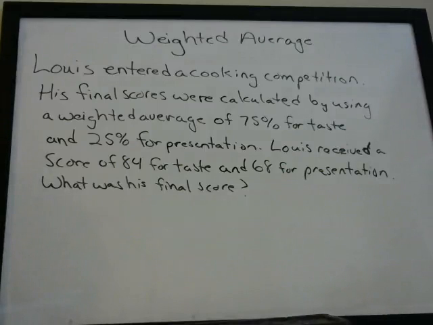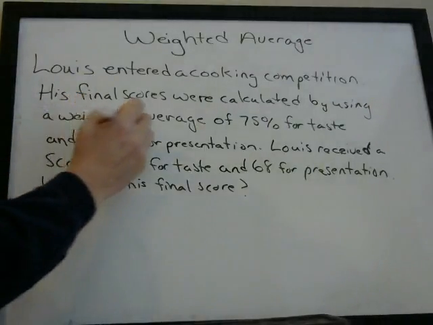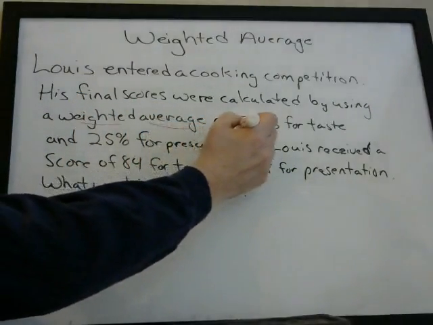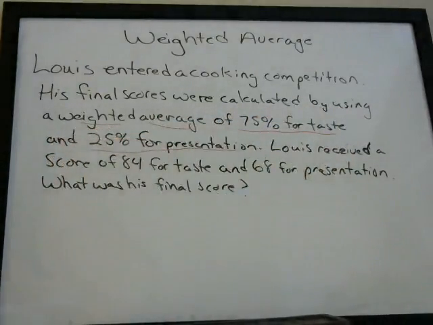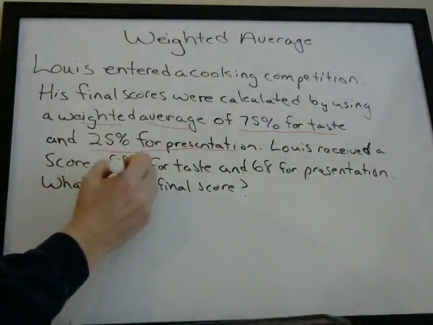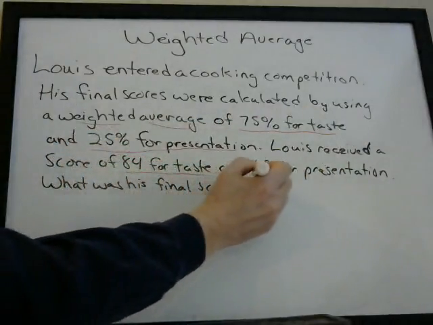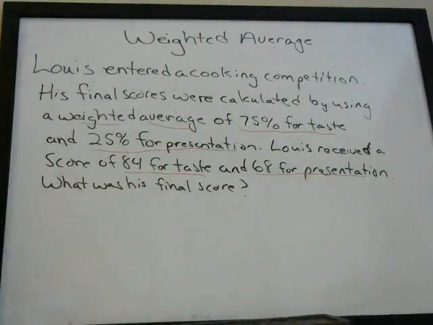Here we're going to talk about weighted averages, and this question was submitted by one of the viewers. The question is a word problem. Lewis entered a cooking competition. His final scores were calculated by using a weighted average of 75% for taste, 25% for presentation. He received a score of 84 for taste, 68 for presentation. What was his final score?